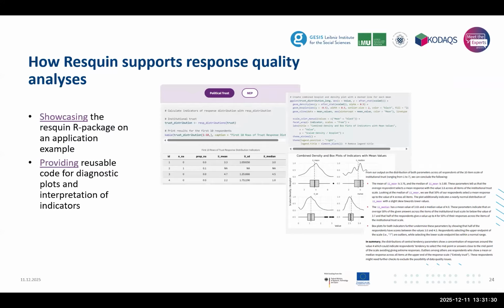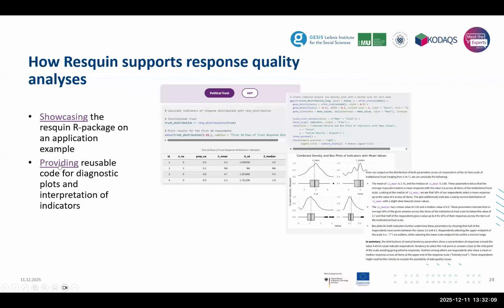So now, to give you more of an idea about the functionalities of Resquin: how does Resquin support response quality analysis? First of all, which I think I already mentioned, it showcases the Resquin R-package on an application example. It walks you through the steps of how to apply the Resquin R-package on a use case or an application example. Basically it guides you through data preparation, first data inspection, the concrete application of it, and so on and so forth.